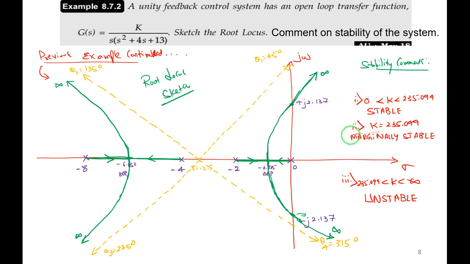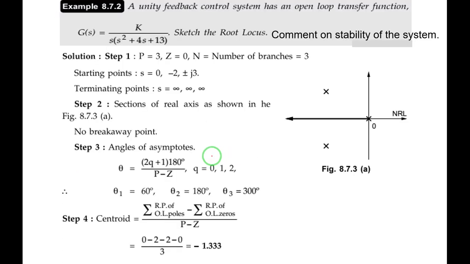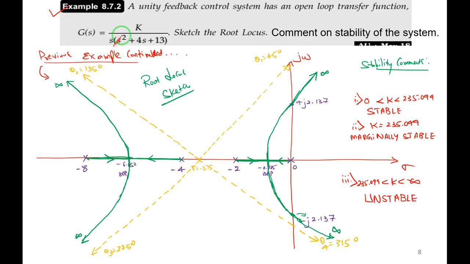Is it fine? Okay. Next, this example I have to take. Let me change the ink color. This example I'll take up. I have very little space, but let me try to adjust within that.